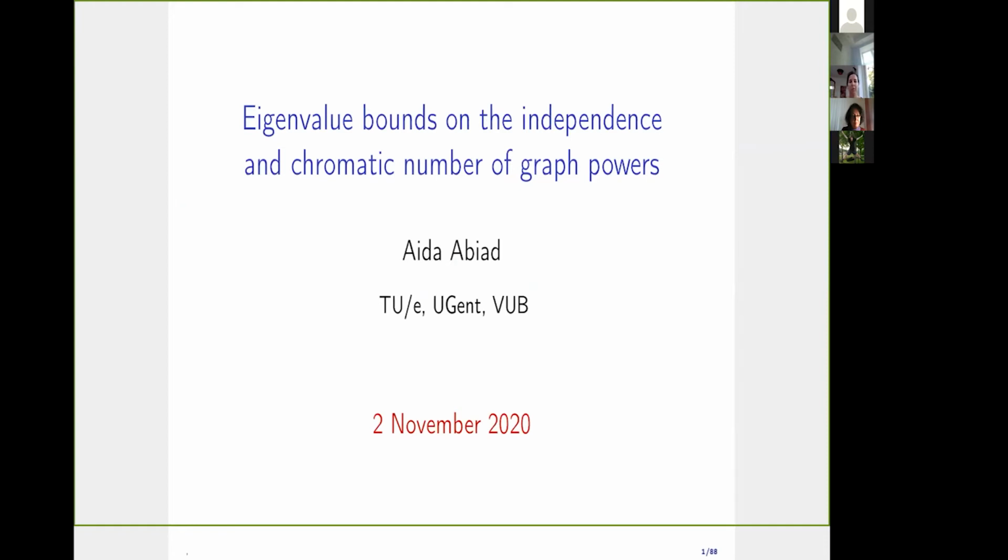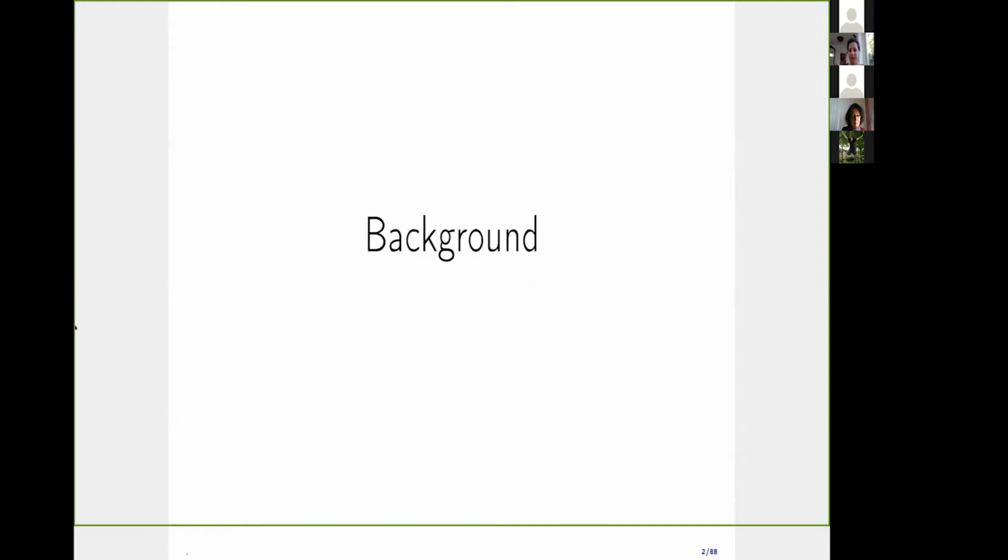So I'm going to be talking about some new eigenvalue bounds we found for the independence and chromatic number of powers of graphs. And I will define in a second what it is. First, let me give you a bit of background on the problem.